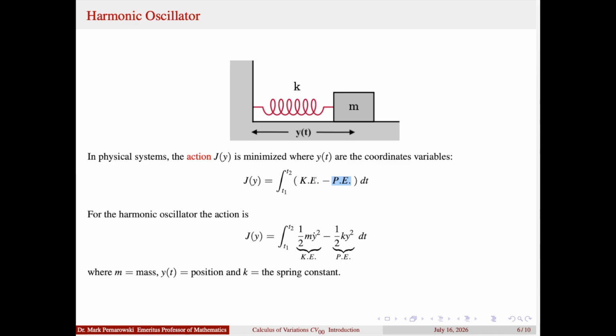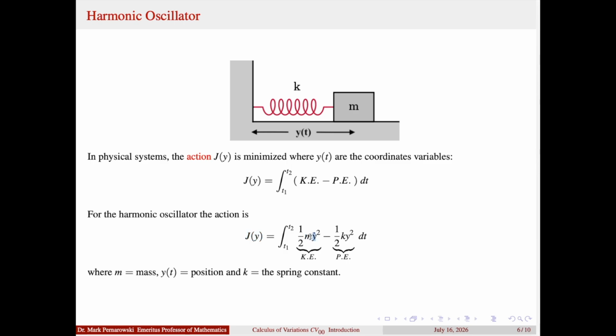So that has a formula down here of 1/2 m y dot squared minus 1/2 k y squared. Of all of the y's that you can put into this integral, the question is, what y minimizes J? And the answer to that question tells you what the actual motion is according to a physical principle called the principle of least action.